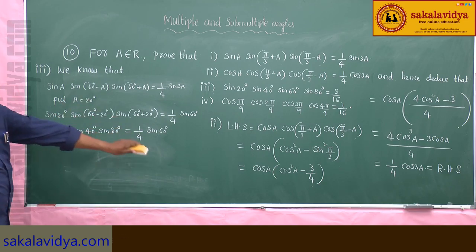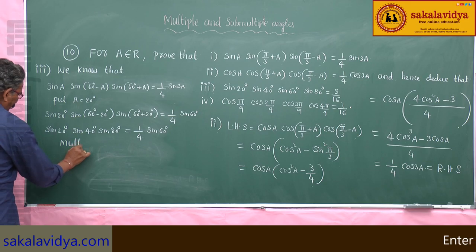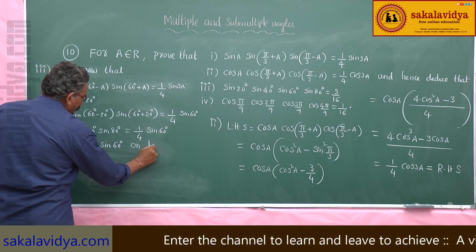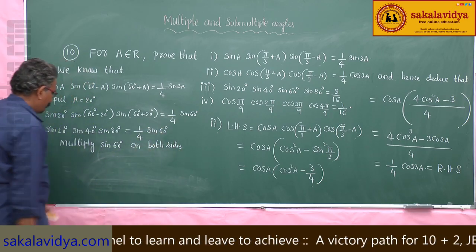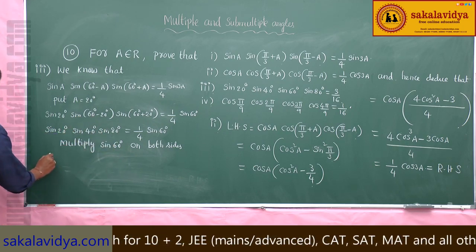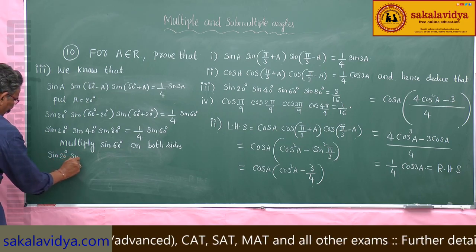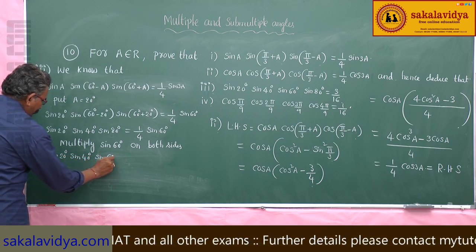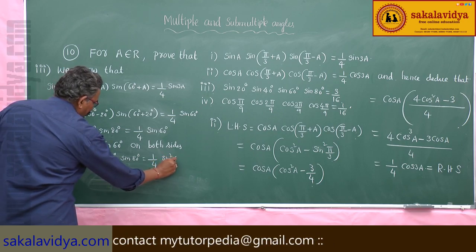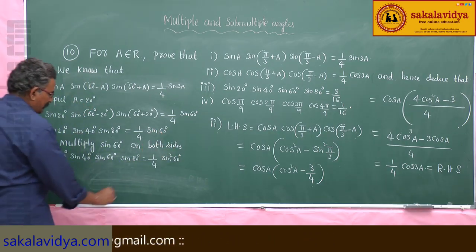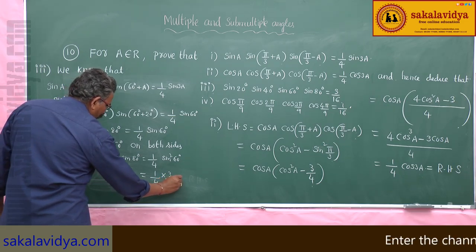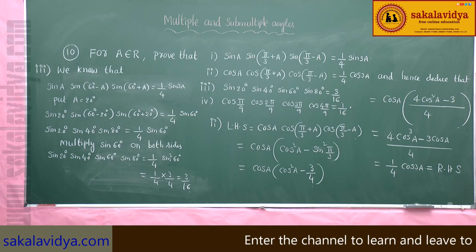Now, multiply sin 60 on both sides. As for the order, the sin 60 comes in between sin 40 and sin 80. If you multiply, we get sin 20, sin 40, sin 60, sin 80 equals to 1 by 4 into sin square 60 degrees. So, sin 60 is root 3 by 2, sin square 60 is 3 by 4, so 3 by 16. See, hence it is proved.